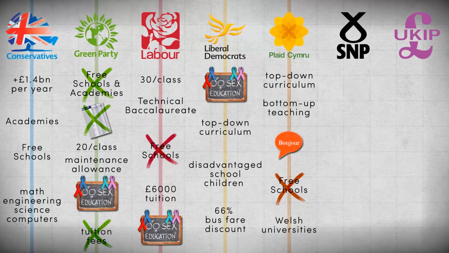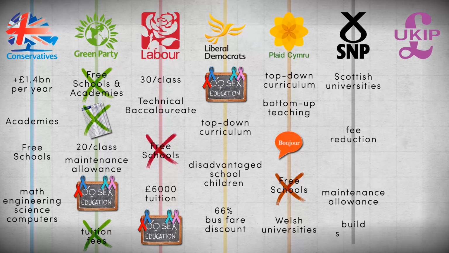students studying in Wales. The Scottish National Party plans to maintain free university tuition in Scotland and continue to charge tuition to students from England, Wales and Northern Ireland, though they support a reduction in fees across the UK. They also plan to extend the availability of the education maintenance allowance and continue to build and refurbish schools.